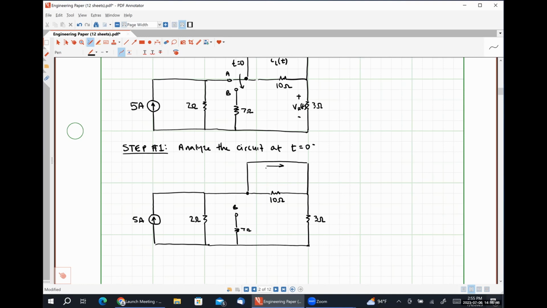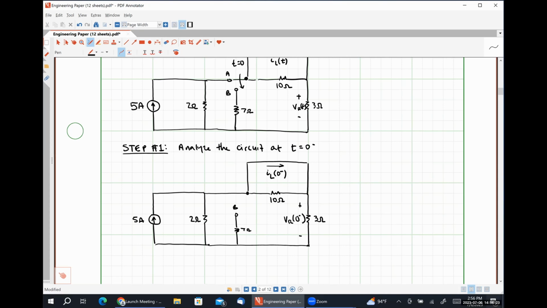This current here will be IL at 0 minus. This voltage here will be VR at 0 minus. And we need to figure out what these two quantities are. There are always multiple different ways that we could go about this.